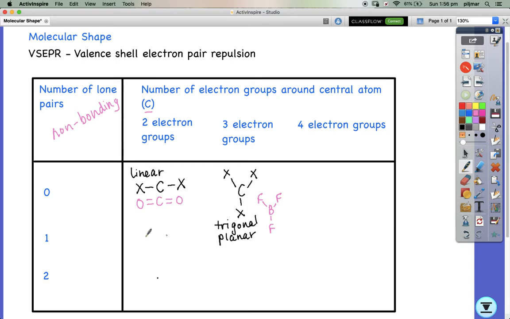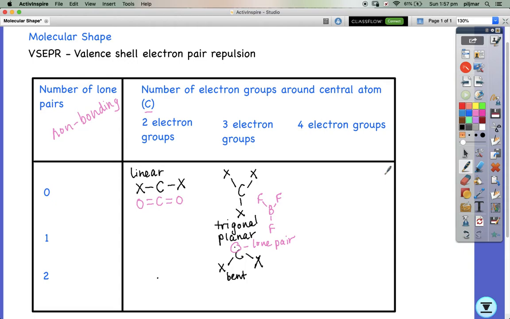Now, I'm just aware that this is not lining up correctly, but if we had one of those electron groups be a lone pair, like what I'm doing here with the C, and this is the lone pair of electrons here, you can now see that the shape of the molecule becomes a bent shape. So any molecule that has 3 electron groups with one of the electron pairs as a lone pair is going to have a bent shape.